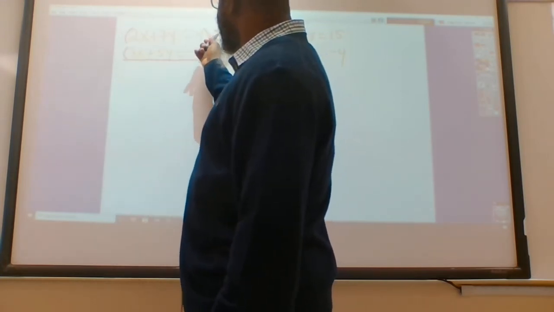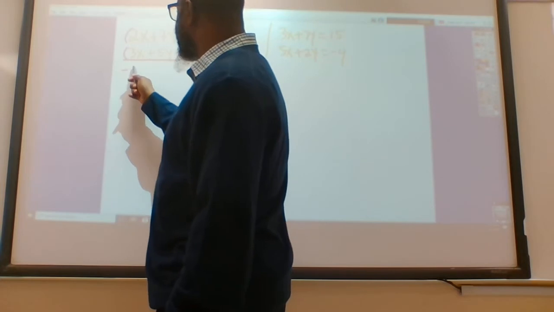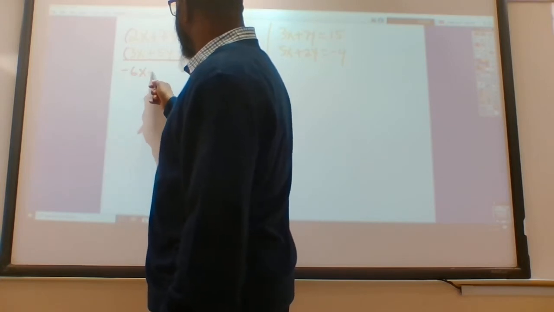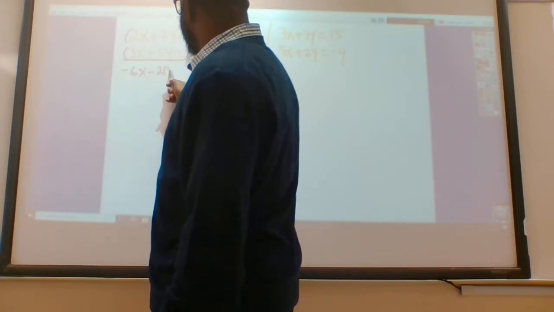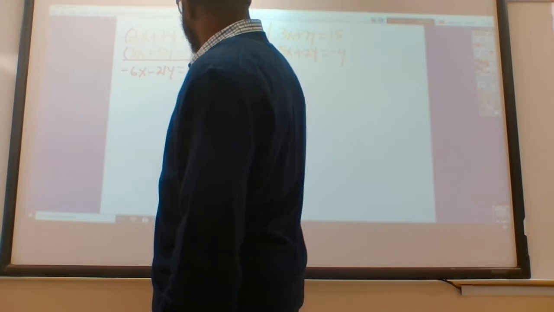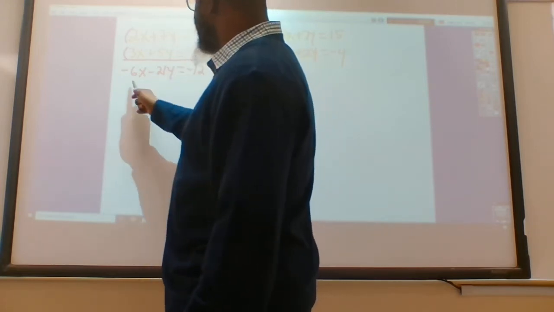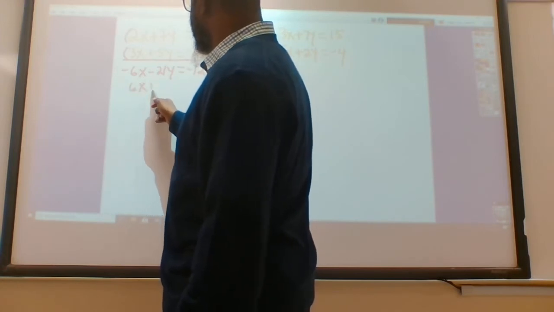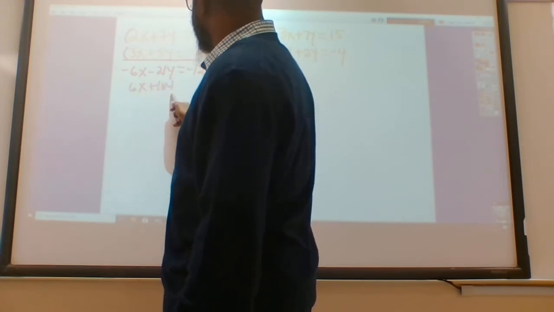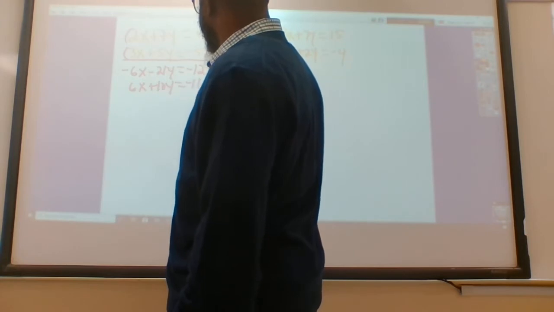When I distribute the negative 3, that will give me negative 6x minus 21y equals negative 12. Then I'm going to distribute the 2, which will give me 6x plus 10y equals negative 10.